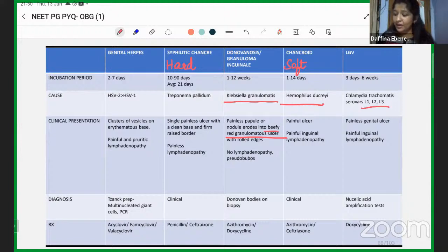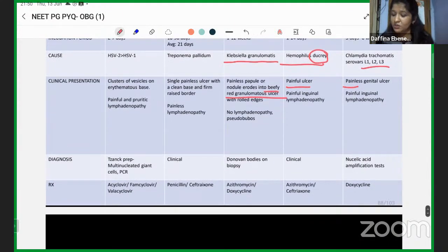The difference between chancroid and LGV: the hard chancre and LGV are painless. Whereas chancroid is caused by Haemophilus ducreyi. The name has "cry", so it is a painful ulcer. Soft chancre is painful. All the others are painless.